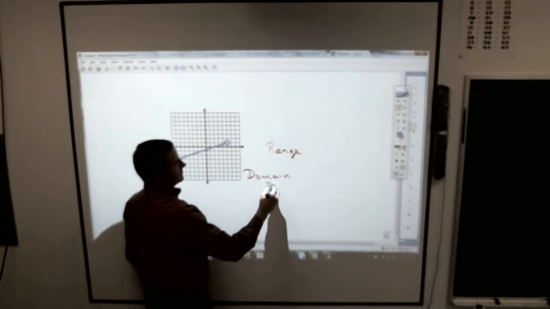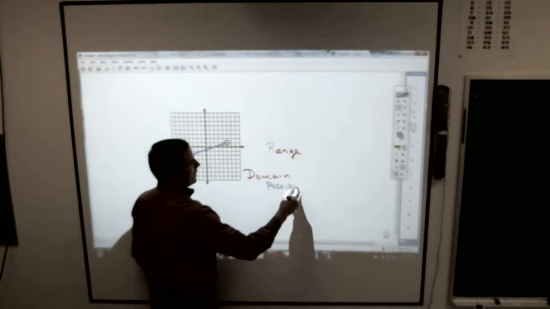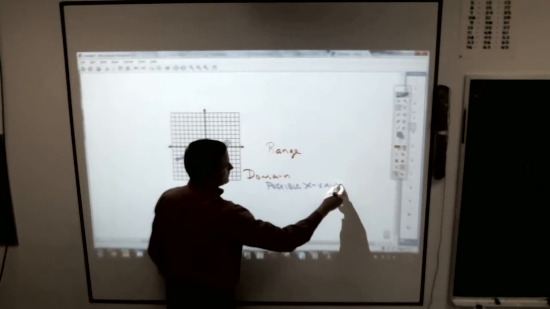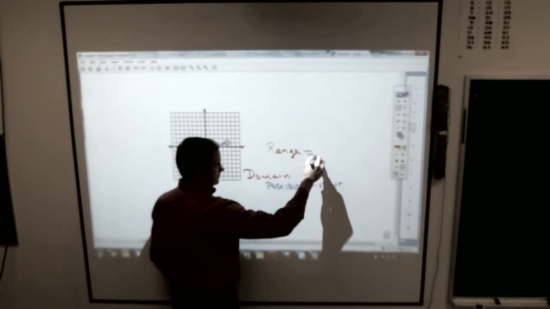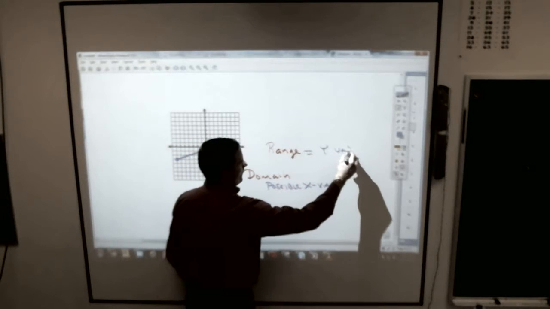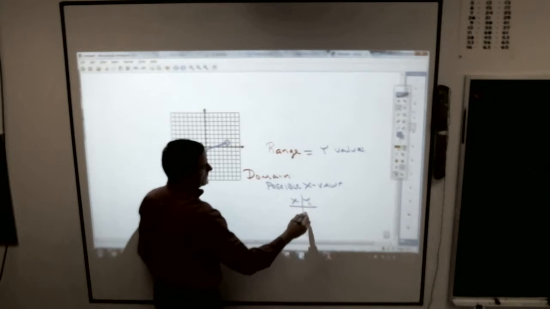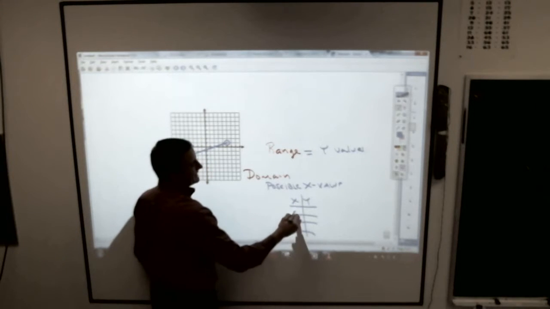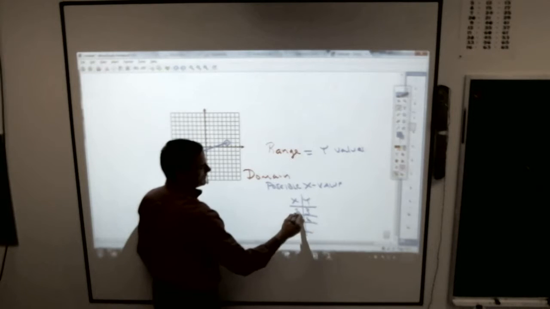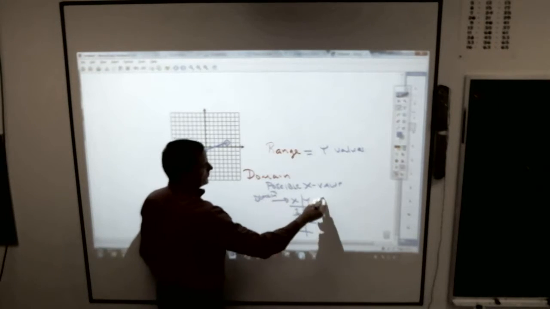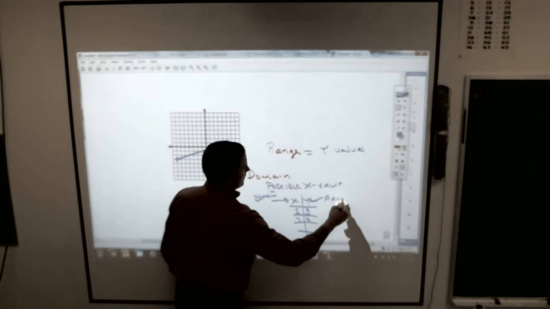Domain are the possible x values, or what x is, and the range are the y values. So if you're doing a table of x and y, like when you're graphing something, the x number is 1, 3, 2, 6. The x is the domain, and the y is the range.